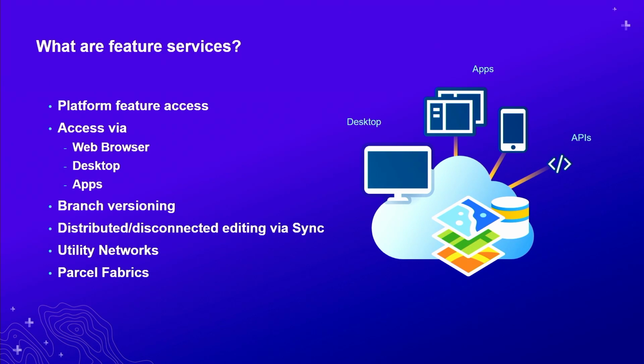Feature services are where we've been focusing our distributed and disconnected workflow development efforts, which allow you to take data into the field, perform edits, and sync back when you have connectivity. Finally, feature services are also the entry point for the platform-wide adoption of utility networks and parcel fabrics, allowing multi-user access to these dataset types. There will be more in the future that will also follow this pattern.